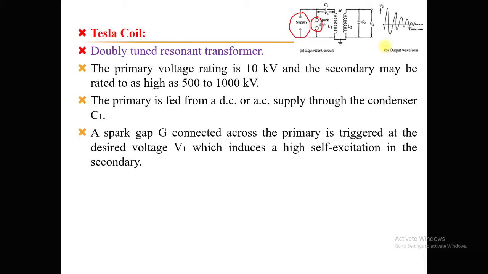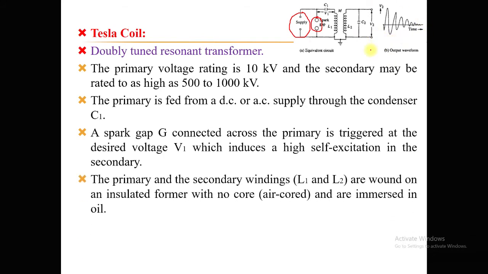Once this parallel resonant condition has been satisfied, it will produce high frequency damped oscillation, as you can see in the waveform. The primary and secondary windings L1 and L2 are actually wound on an insulated former with no core, usually known as air cored, and are immersed in the oil.